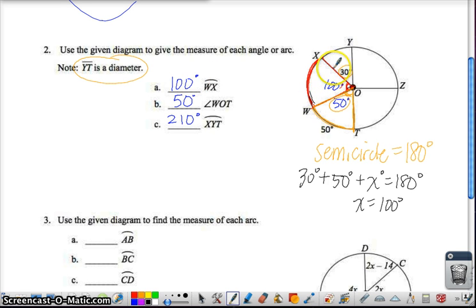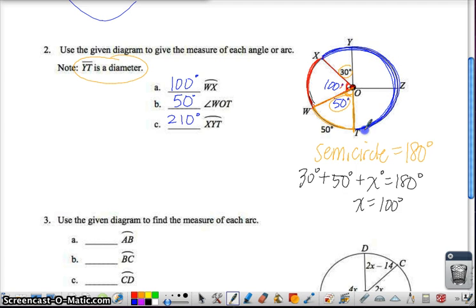Now with that work, I then identified the fact that angle WOT is 50 degrees, and you saw why, the central angle arc measure. And then finally, we're going to do this outside part from X to Y to T. So I'm talking about this outside arc right here.